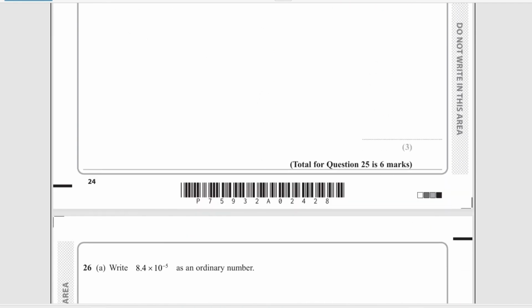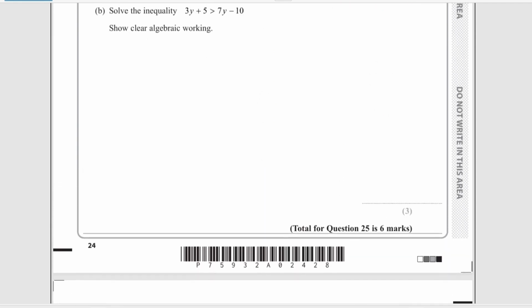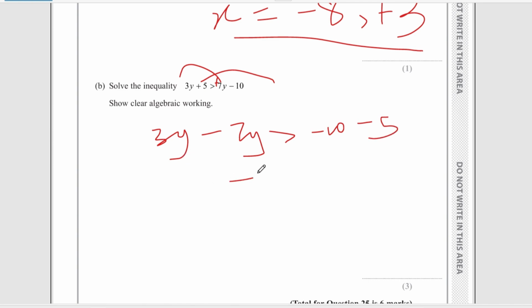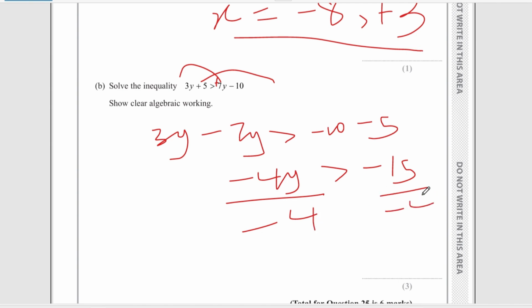Then we have this question that says solve the inequality. So what do you do? You collect like terms. This positive 7y goes to the other side, becomes negative. Positive 5 becomes negative. So 3y minus 7y is greater than negative 10, negative 5. So 3y minus 7y is negative 4y is greater than negative 15. So how do you solve this? Divide by negative 4. When you divide the inequality by a negative, it will turn the other way.